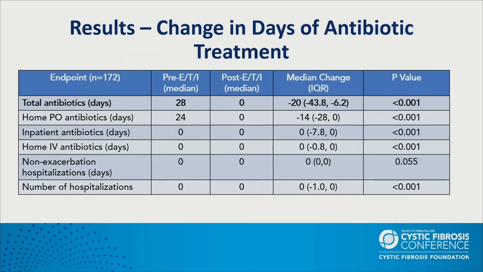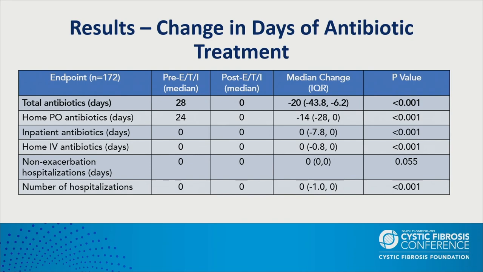So this is our first bit of results. The results were determined as medians and interquartile ranges. So as you can see, the total antibiotics, we had a median decrease of 20 less days of antibiotics per person, which was statistically significant. You can see the interquartile range there as well. And then attached is the breakdown of each of the different secondary endpoints for each of the different components of antibiotics. So we had 14 median less days of oral antibiotics.